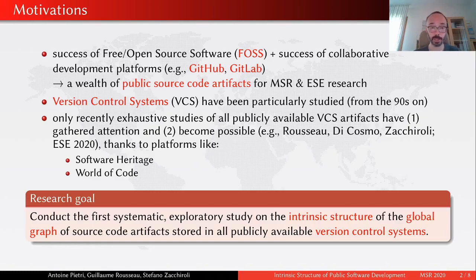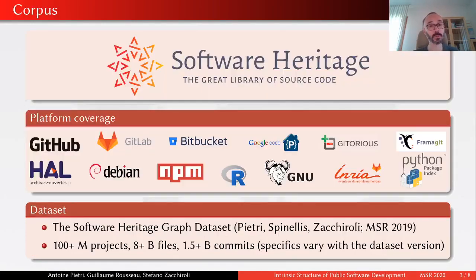So the idea of this study is to look at the global network of all version control systems out there, actually of all the artifacts stored in all version control systems out there, and study the intrinsic structure of the resulting global graph. So we will start from the Software Heritage Archive, which is the largest platform out there in terms of archived version control systems, covering the most popular platforms for collaborative development or source code distribution.